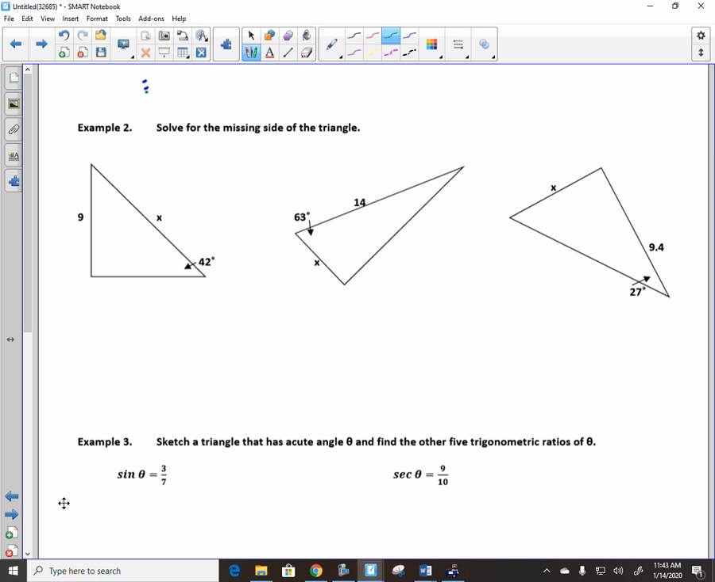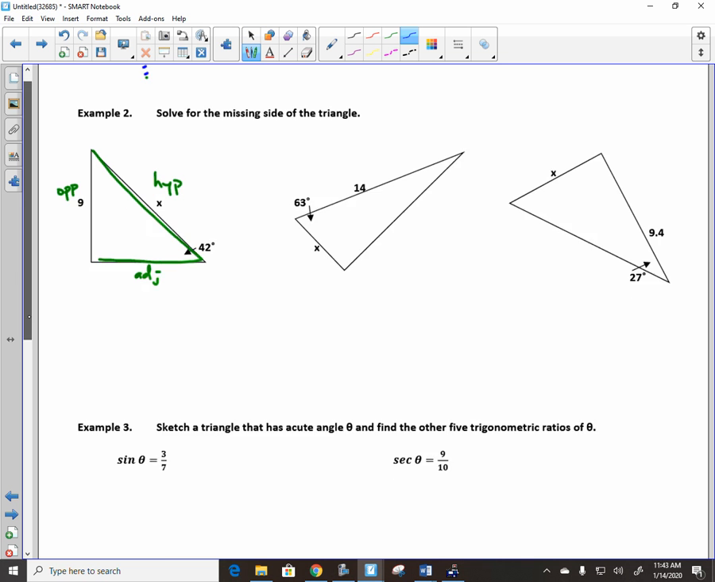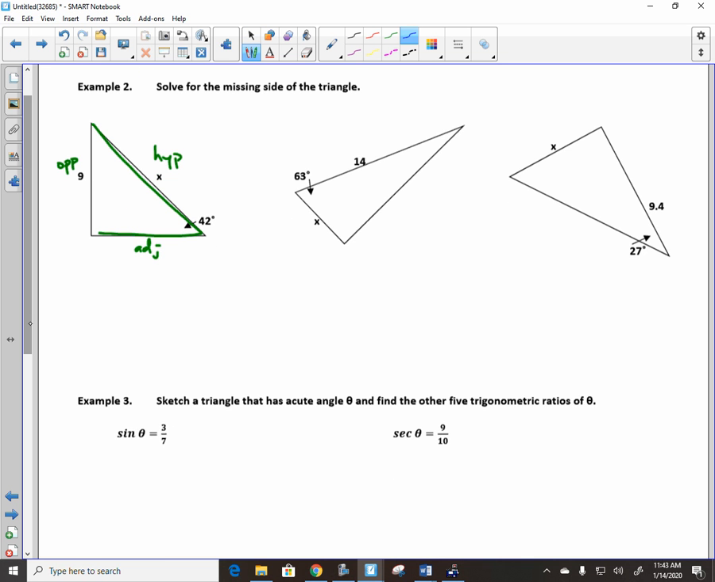So I look at the angle, it's a 42-degree angle. I have the opposite side, I have the hypotenuse, and I have the adjacent. Now, I am given the opposite, I am trying to find the hypotenuse. If I'm given the opposite and trying to find hypotenuse, which of the 3 trig functions do I use? Sine, because I am given the opposite, looking for the hypotenuse. That would be sine. Sine of what?